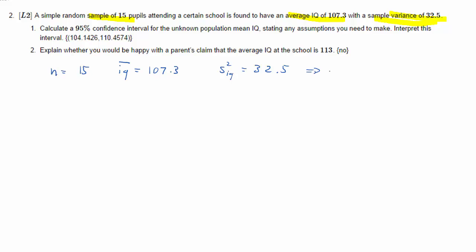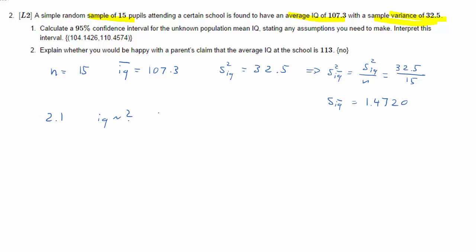Now, in the first part of the question, we're asked to calculate a confidence interval. And if you're an experienced confidence interval calculator, you know you need the sample variance of IQ hat, and that's calculated as variance of IQ divided by n. And then the standard deviation of IQ hat is going to be the square root of that, and that is going to be 1.4720. So we'll need that when we calculate the confidence intervals in 2.1.